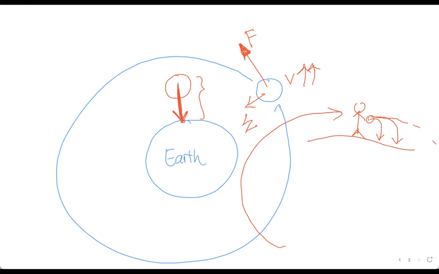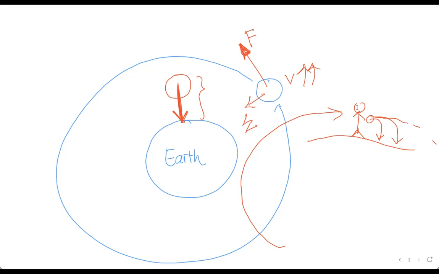Just like the stone, if it's moving slowly, it will drop to the ground. But if it's moving fast enough, it will move so fast that it's still dropping, but dropping around the curvature of the Earth. So you just drop around the Earth and come back to the same point. Then the stone is now in orbit around the Earth. Is that clear? Is this information interesting?